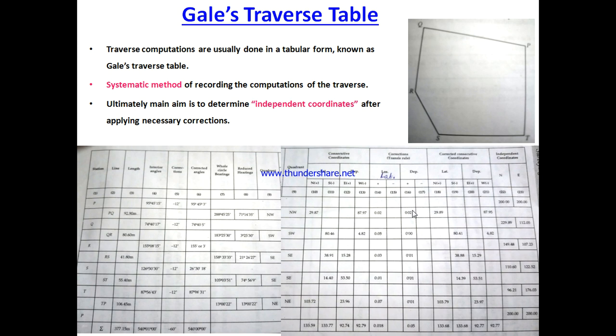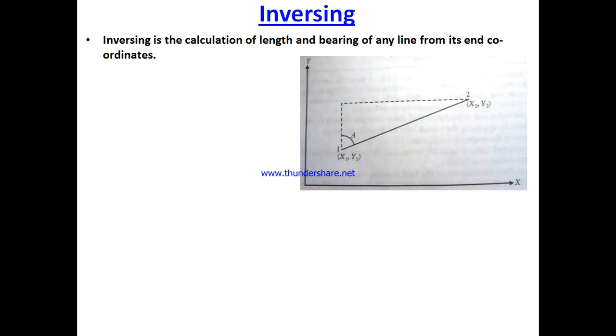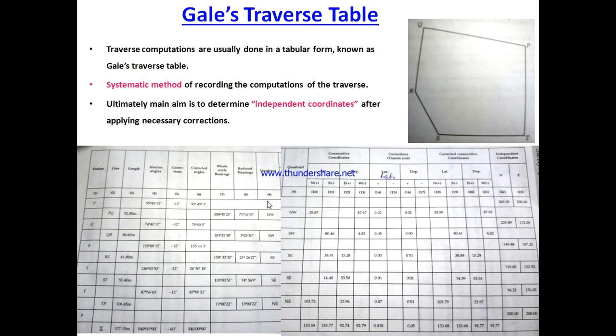In the same manner we will calculate the value of departure. So how will we calculate the departure value? Departure correction will be calculated from the value of departure in a particular line. So here in this line PQ, the departure value is given as 87.97. So 87.97 upon the arithmetic sum of the departure. Now the arithmetic sum of the departure will be the simple sum without considering the sign. So we will just add 92.74 and 92.79.